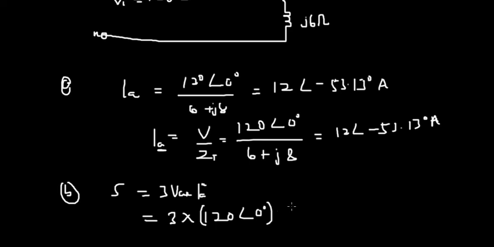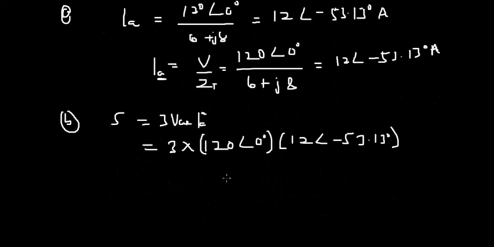And then let's proceed. We have I, which is 12 with an angle of minus 53.13 degrees. So now let's see how we compute that. When you multiply this throughout, you end up with 43, 20 with an angle of 53.13 degrees.